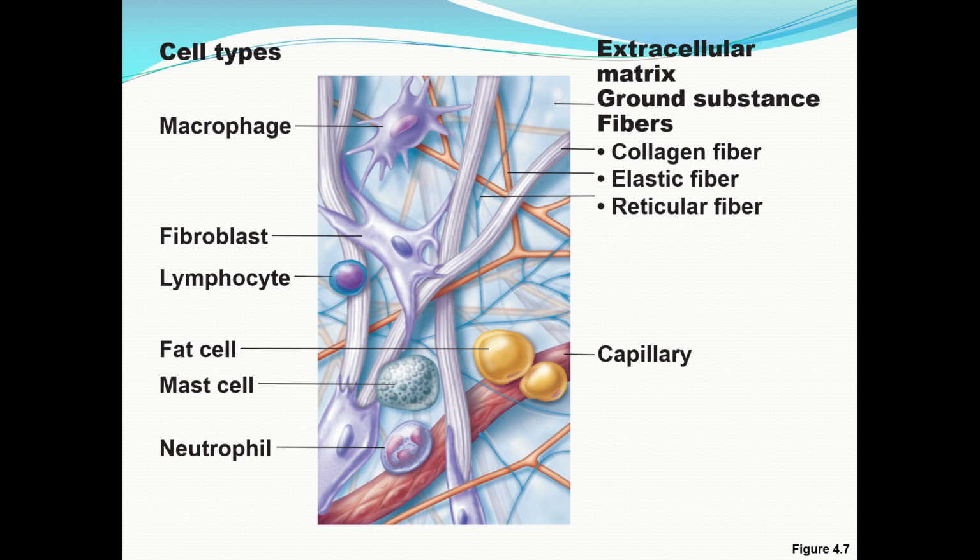This is an illustration of the fibers and cells that can be found in a connective tissue. You can see the collagen fibers are the thickened white fibers, elastic fibers are yellow, and reticular fibers are netted in blue. Reticular means netted. The macrophage is seen moving around freely. The fibroblast is attached to collagen because it will be secreting the collagen fibers. The lymphocyte, mast cell, and neutrophil are all examples of white blood cells, and the fat cells are pictured in yellow.